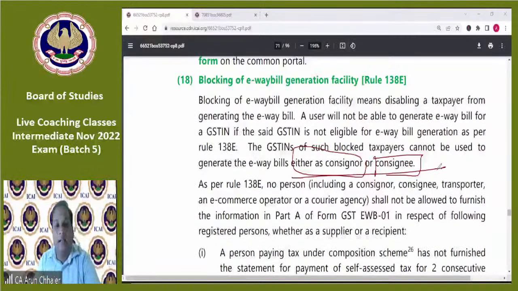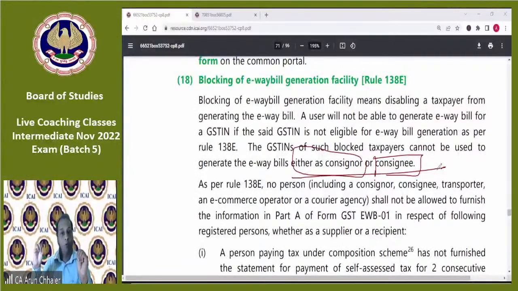It means neither I can sell the goods nor I can purchase the goods. See, suppose Mr. A is supplying the goods to Mr. B. If Mr. A is a defaulter, we'll discuss which default, then A cannot generate the e-way bill. Suppose B is a defaulter and A is regular. A also cannot put the GST number of B. See, this part is important. Neither you can purchase the goods nor you can sell the goods, to whom? Either supplier or recipient, anyone who has made the default.